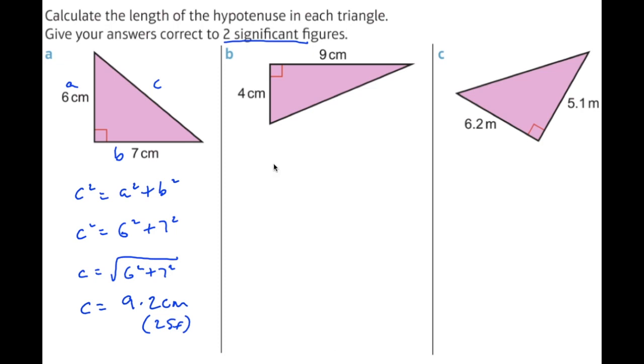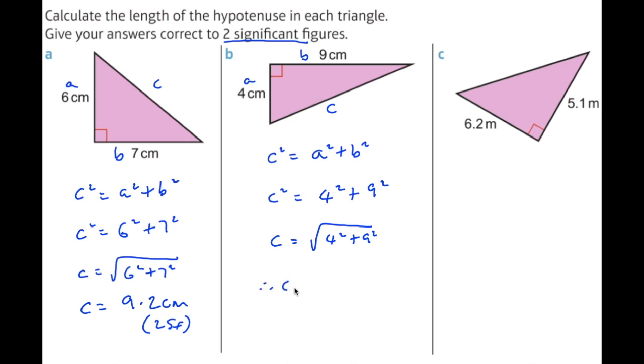Okay, question B, very much the same. Label the diagram. There's the right angle. Opposite the right angle is C, then A and B. I tend to choose the smallest side for A, but you don't have to do that. So C squared is equal to A squared plus B squared. C squared is equal to 4 squared plus 9 squared. C is equal to the square root of 4 squared plus 9 squared. Therefore, C is equal to 9.8, again centimetres, and that is also to 2 significant figures.